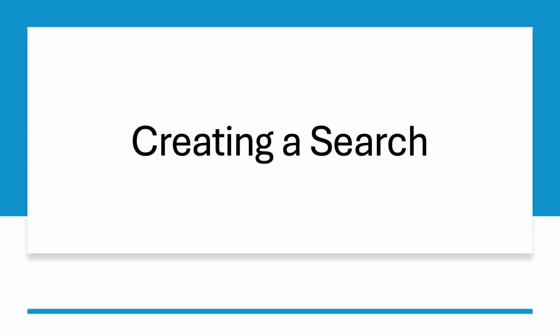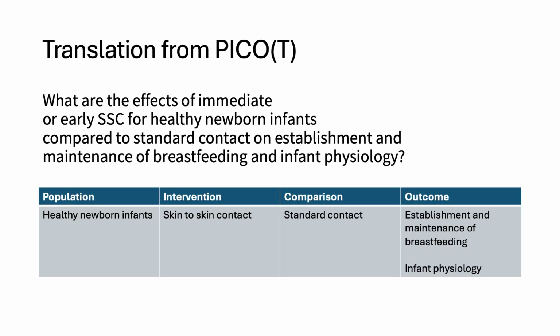Now let's jump into the skills and techniques that you'll need to build a good search. Here, I've translated a PICO question into the beginnings of a search string. So I took this example from a Cochrane review where they're looking at the effects of immediate or early skin-to-skin contact for healthy newborn infants compared to standard contact on establishment and maintenance of breastfeeding and infant physiology. So what I did was just to pull out the population, the intervention, the comparison, and the two outcomes that are mentioned in our question.